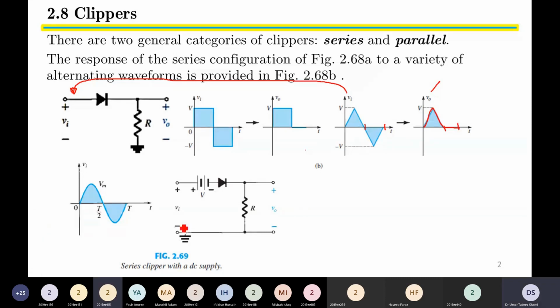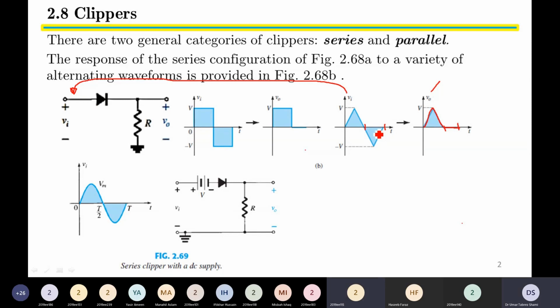Sir, is there any diode available which can emit the forward biased part and we can have the reverse biased part? Well, that can be done if we totally eliminate the diode and replace it with a copper wire, so that we have both the halves available.